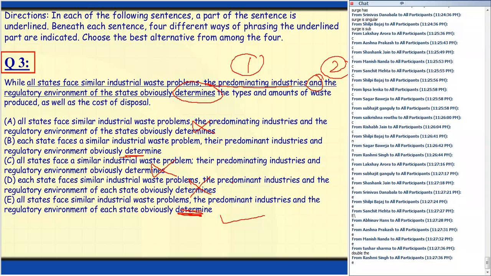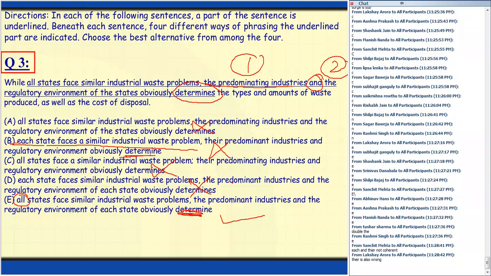Okay. Now, why did you choose number E? Because of the word all. All states face similar industrial waste problems. Here it is, each state faces a similar industrial waste problem. If you choose number B, then you are changing it. You are making problems into problem. That is why you should not mark number B. That is also wrong.